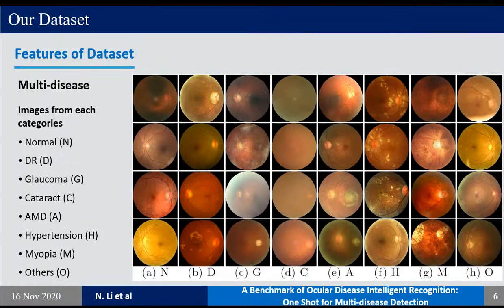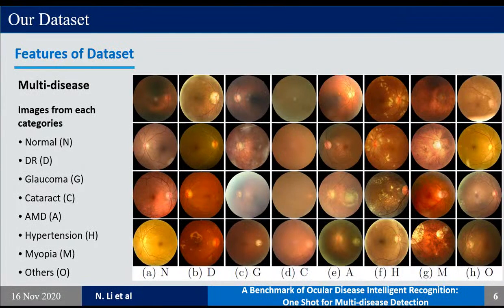Unlike most existing fundus image datasets which only focus on one ophthalmic disease, our dataset contains multiple ophthalmic diseases, as shown in the figure. In addition to normal eyes, we have annotated 6 common fundus diseases and other uncommon diseases. For diabetic retinopathy, there are lesions such as hard exudate, soft exudate, bleeding and neovascularization on the fundus image. For glaucoma, the ophthalmologist usually calculates the ratio of the optic cup to the optic disc. When the ratio is greater than 0.5, the patient is judged to have glaucoma.